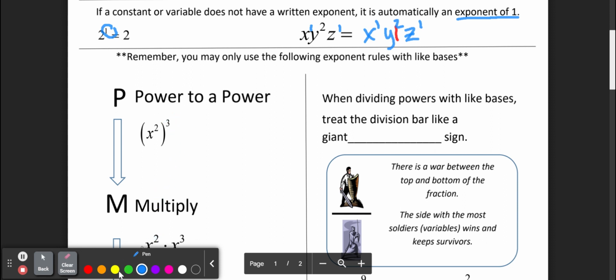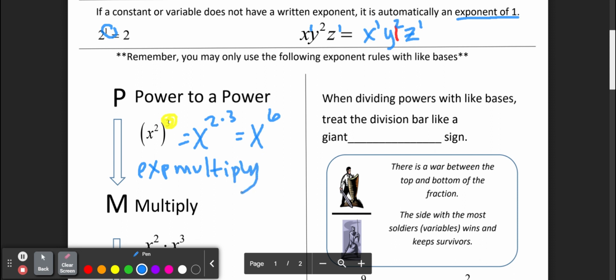So notice that, let me do it in yellow. This exponent here, this 3, is on the outside of our parentheses. It's going to show that we're going to multiply. So if I were to do this problem, I'm going to have x to the 2 times 3, and my answer, 2 times 3, is 6. So exponents multiply. And that's only when they're on the outside of a parentheses. So you have to have the parentheses here in order for that to happen.